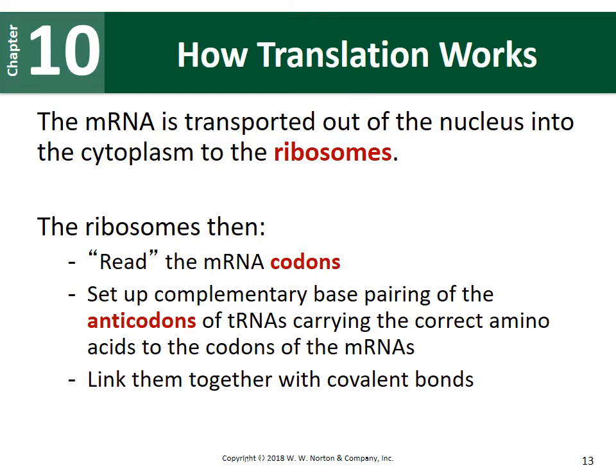So how this works: this mRNA molecule is transported out of the nucleus into the cytoplasm, and it's going to be attached to a ribosome. The ribosome is then going to read those mRNA codons, those sets of 3 nucleotides. It's going to set up complementary base pairing with anticodons on the tRNA. This tRNA on the other side has the correct amino acid attached to it that matches up with the codon on the mRNA. These amino acids, when they're brought in one by one, are going to be linked together with covalent bonds to start forming a protein.